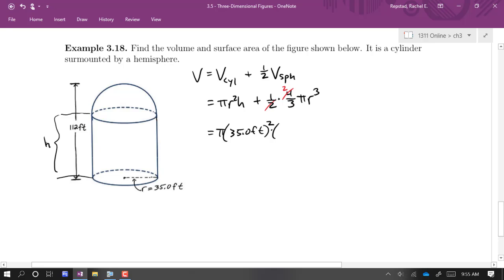So that's the height of the actual cylinder. And the way we could find it is just realize that if I start at the top of the cylinder part, going upward, that's a radius, right? That's the radius of that hemisphere, so we know that that's 35.0 feet. So we're going to find that height by taking 112 minus 35, and that gives us 77 feet.